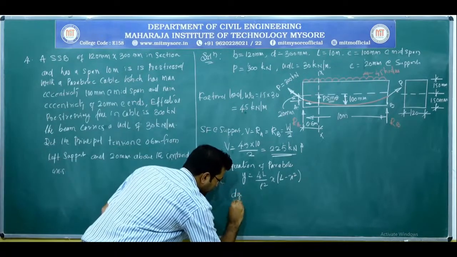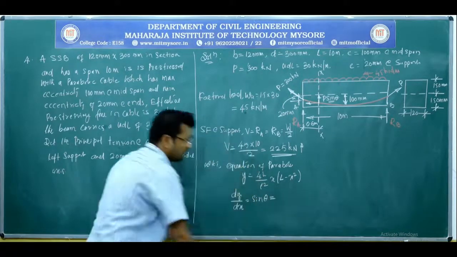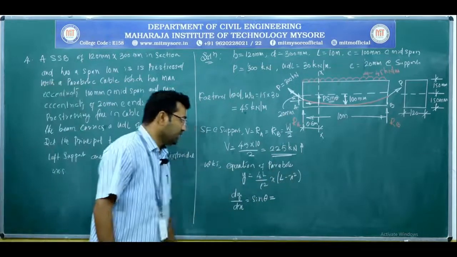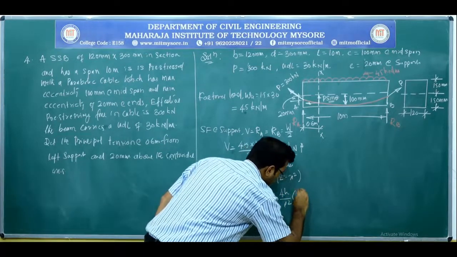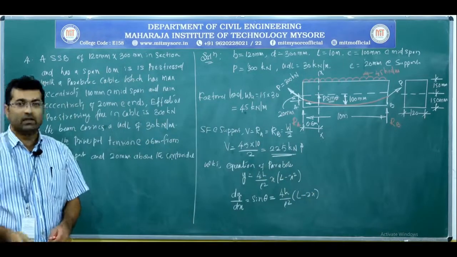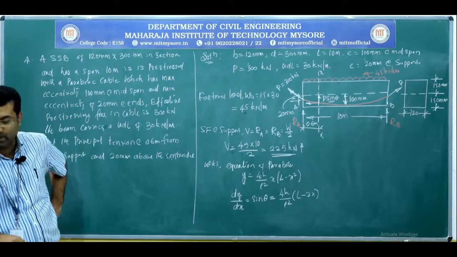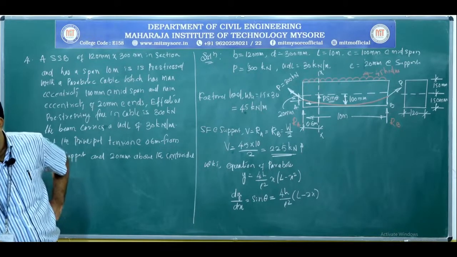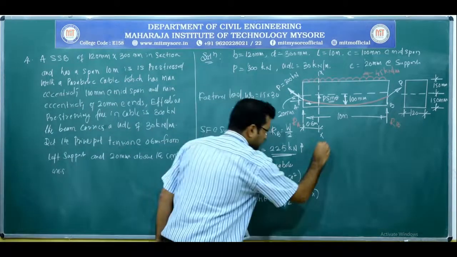That is dy by dx is equals to sin theta is equals to. Right? So if I differentiate this equation, it will be 4h by L square into L minus 2x. So I am differentiating the equation of parabola with respect to x, then I will be getting 4h by L square into L minus 2x. Right? So let us substitute the values here.